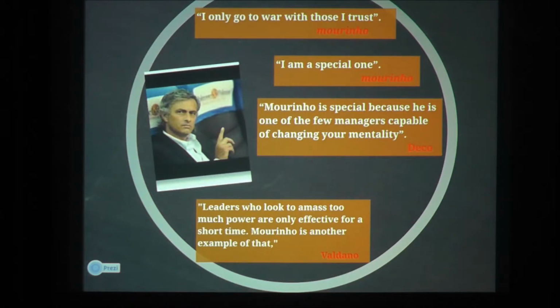However, not everyone agrees with Jose Mourinho's leadership style. George Valdano criticises Mourinho's leadership style, saying that it is just a short-term fix and is not 100% effective.